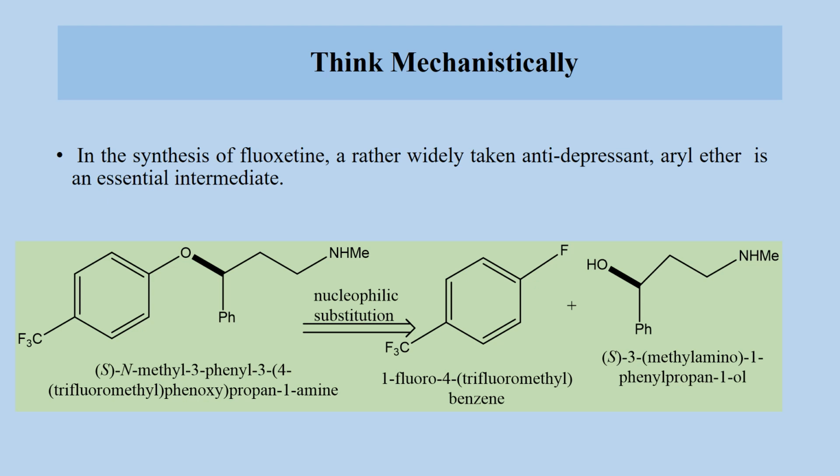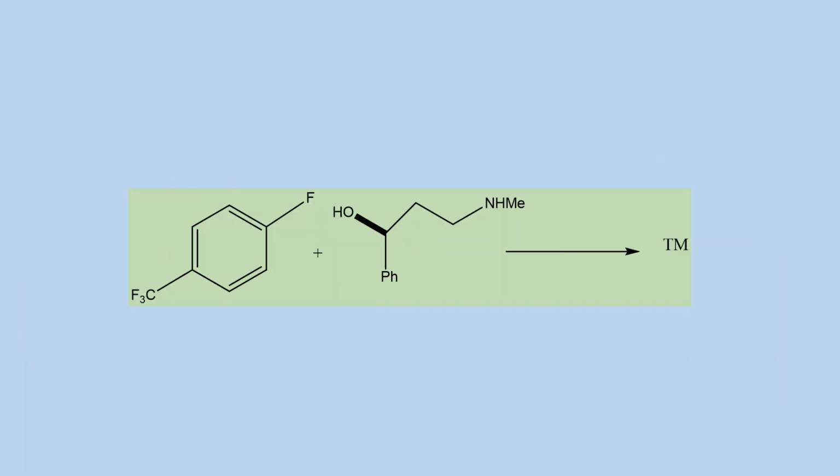Here is another example. It is a very interesting example, and it is unique of its kind. When we disconnect here, then we obtain this 1-fluoro-4-trifluoromethylbenzene and this amino alcohol, whose synthesis we will not study here. It is not the matter of our subject of this lecture. So why did we insert fluorine here? As we know, fluorine is a very poor leaving group, but let's see its synthesis. The synthesis is very straightforward.